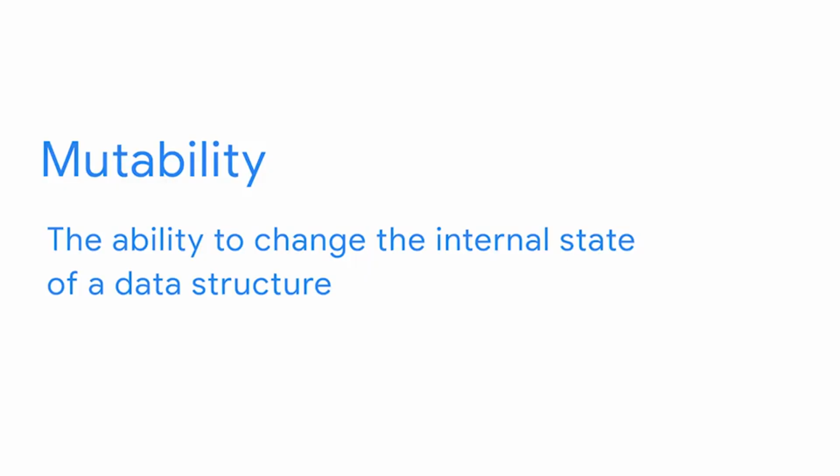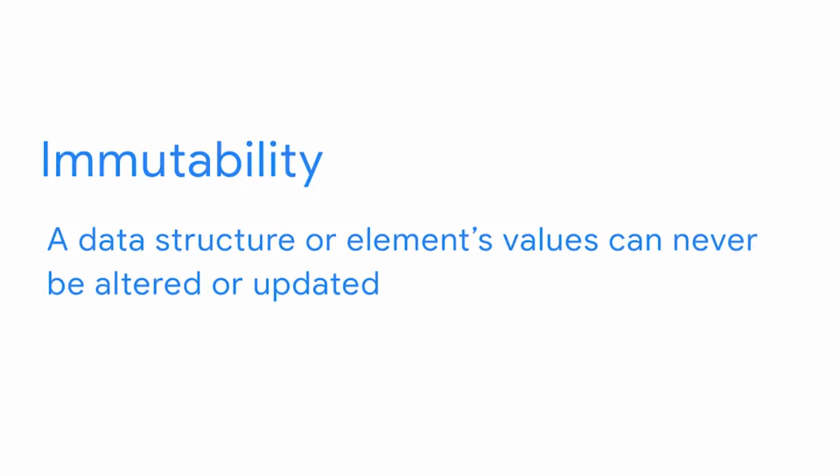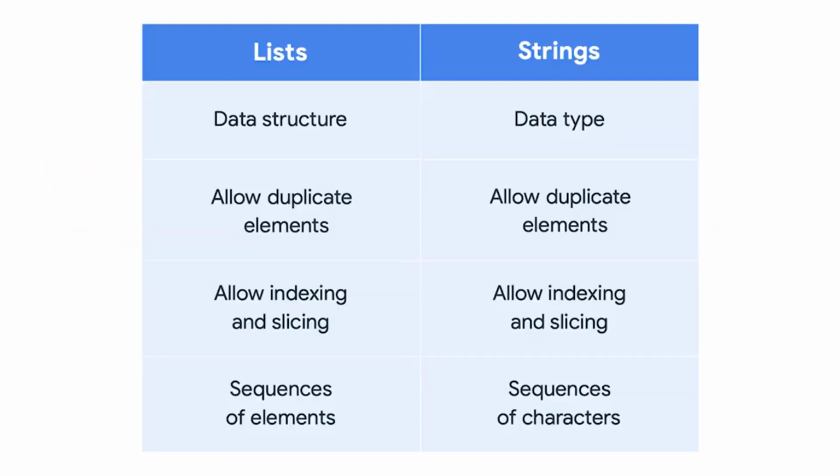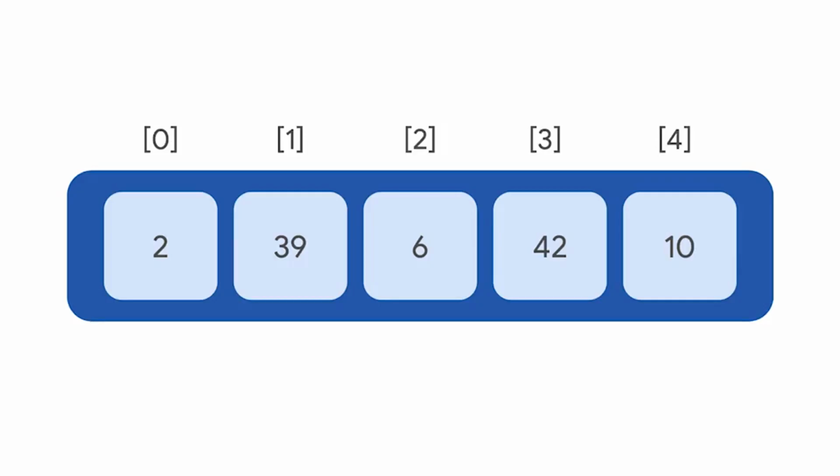First, note that different data structures are either mutable or immutable. Mutability refers to the ability to change the internal state of a data structure. Immutability is the reverse, where a data structure or element's values can never be altered or updated. Lists and their contents are mutable, so their elements can be modified, added, or removed. But strings are immutable. Think of a list like a long box with the space inside divided into different slots. Each slot contains a value, and each value can store data. This could be another data structure, such as another list, or an integer, string, float, or output from another function.